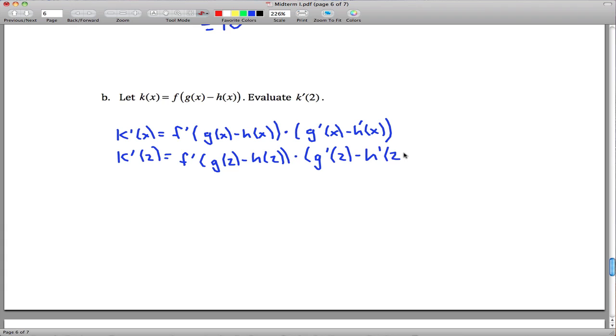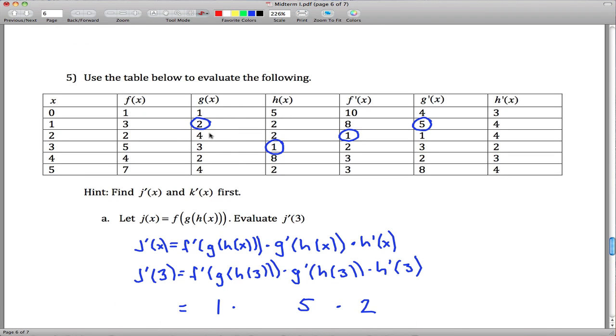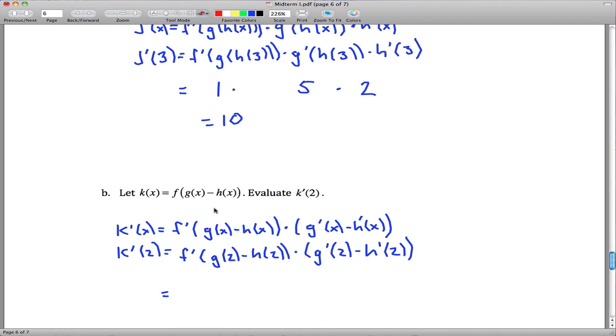And then look the numbers up off the table. I'm not that concerned if you screwed up something looking up off the table, as long as you had all this right. Maybe I took away a point or something. But what we want is g of 2 minus h of 2 on the inside here. So, okay, g of 2 looks like is 4, h of 2 is 2. So that inside is 4 minus 2, which is 2.